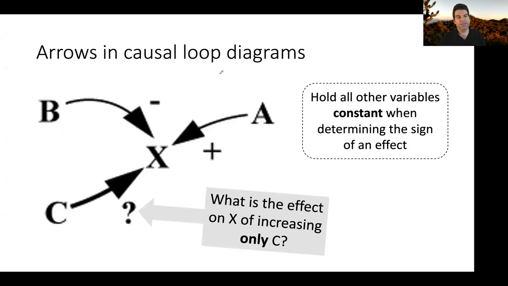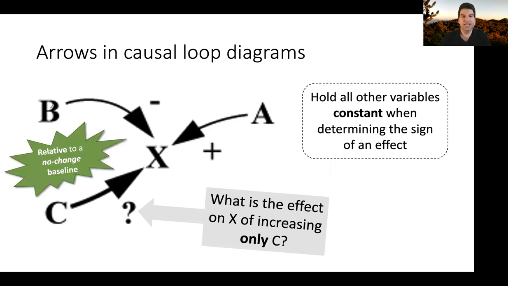So if you imagine you have three variables here, when you choose these polarities, what you're trying to say is, how does the thing on the other end of the arrow affect the thing at the head of the arrow relative to a no change baseline? So the idea here is, if my baseline is I leave A, B, and C alone, and then I imagine a hypothetical world where I somehow only increased B. And in that hypothetical world where only B increases, then I see, does X increase or decrease relative to that baseline case where everything was left alone? And if I find that X does the opposite thing, then I label this with a minus or an O. So that's where we get this here.